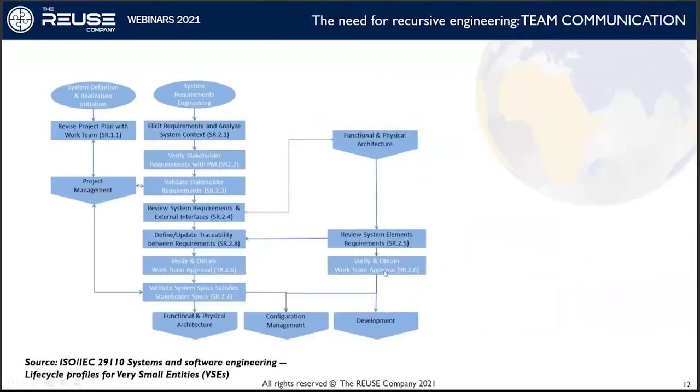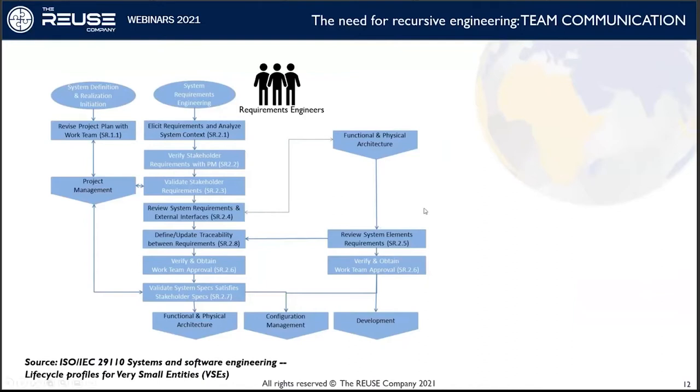If we take a slightly different approach when it comes to text and modeling, we can look at different systems engineering processes and practices. One of these is the ISO 21110 for systems and software engineering. It's a basic 15288 model for systems engineering, but it's tailored for smaller enterprises. And I like this because it's very suitable for the topic of today.